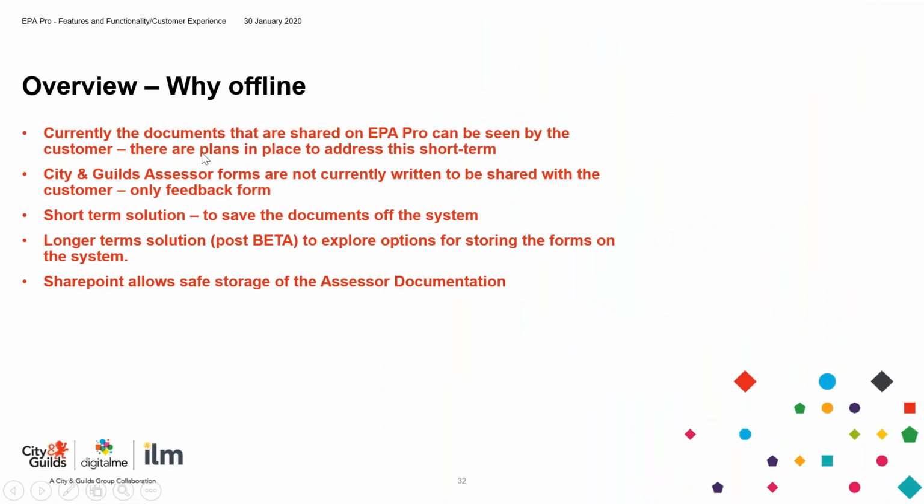Currently the documents that are shared on EPA Pro can be seen by the customer. So things like the fail feedback are on EPA Pro, and from there they're shared with the customer. Assessor forms, and anything we don't share, like go-to-meeting links for the professional discussion, the assessor forms and the feedback forms are all to be put on SharePoint. Certain things that can't be shared with the customer will be on SharePoint, but we'll also save the feedback forms too on SharePoint.